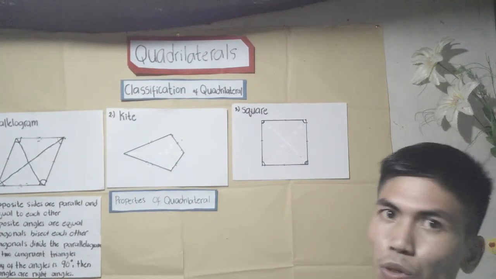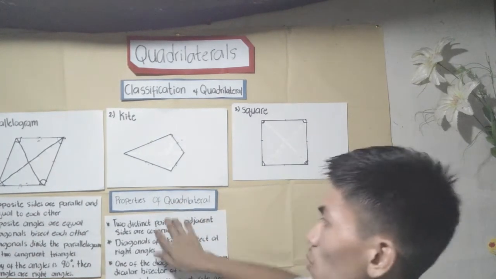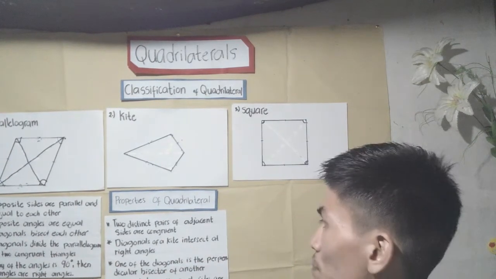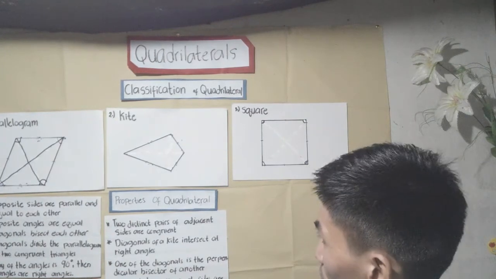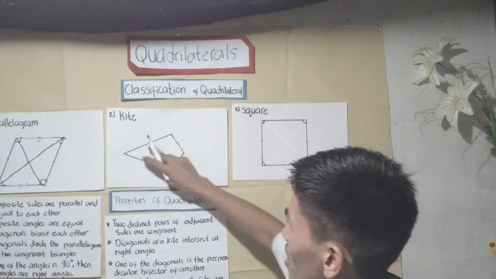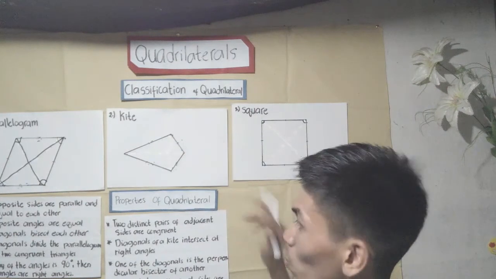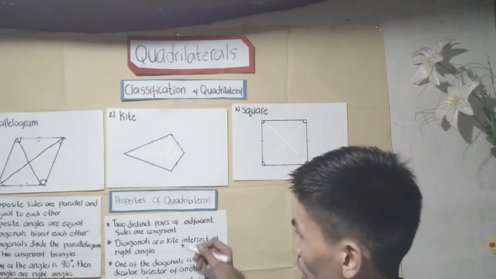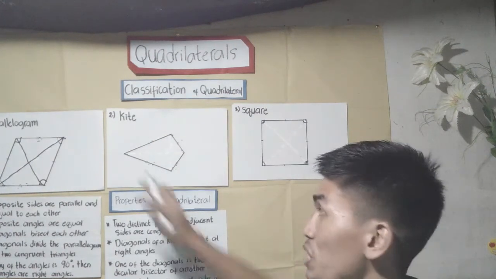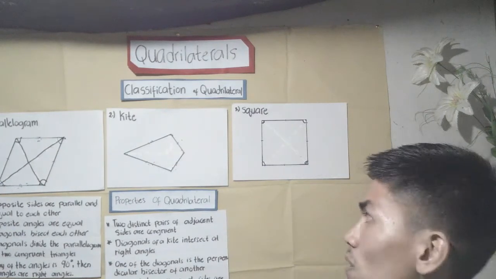Now let's move on to the properties of a kite. A kite has two distinct pairs of adjacent congruent sides. Sides and angles are congruent. So this side and this side, two distinct pairs. One pair, second pair. This side and this side are congruent because they have the same measure, and the diagonals of a kite intersect at a right angle.